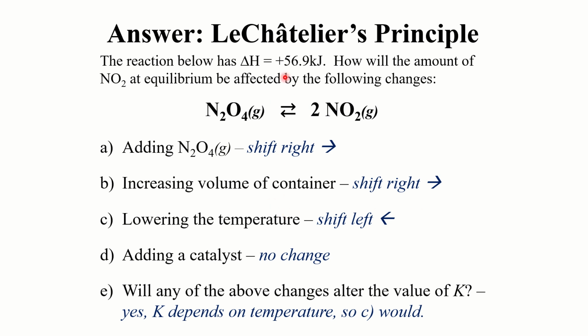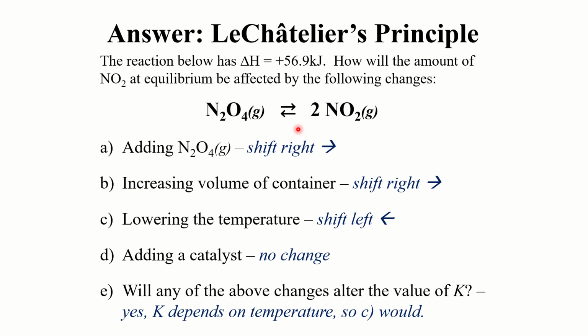Lowering the temperature, well, let's look at our delta H value. Our delta H value is positive. This means it's an endothermic reaction. The system is absorbing heat. We can think of heat as a reactant. So if heat is a reactant and I lower the temperature, that's effectively removing a reactant. And so if I'm removing a reactant, the system would shift left in response.